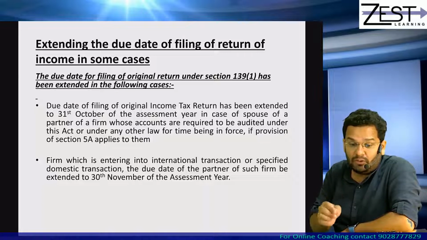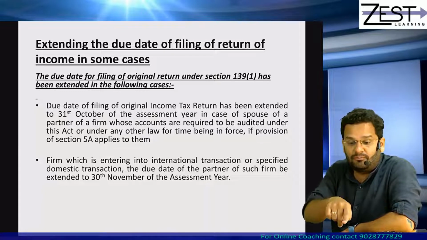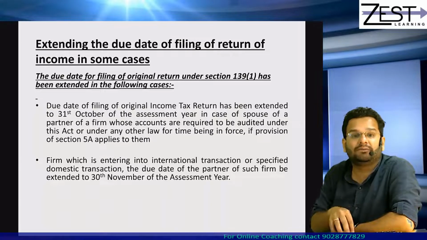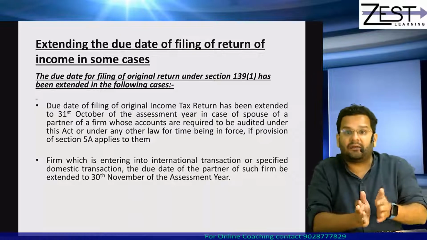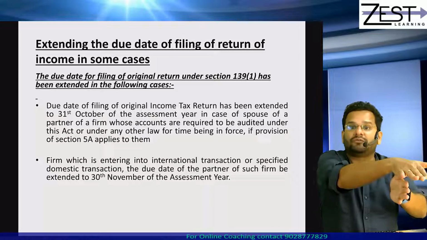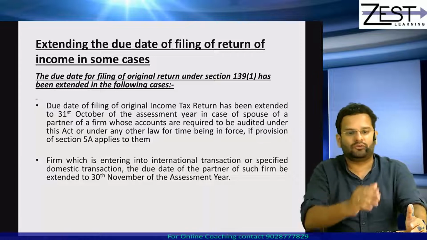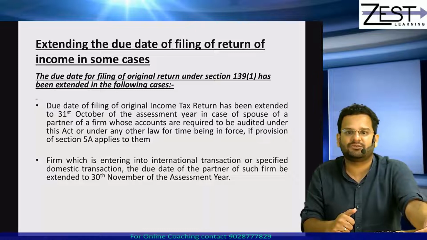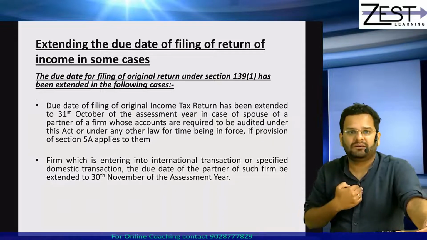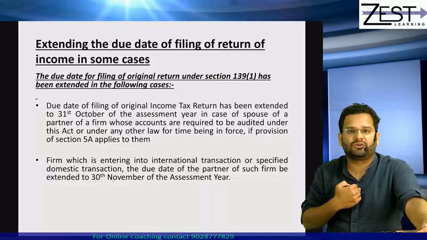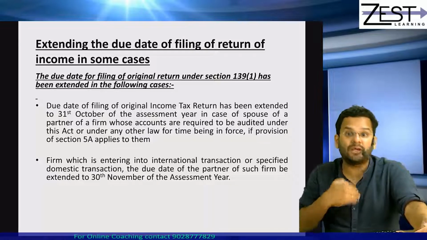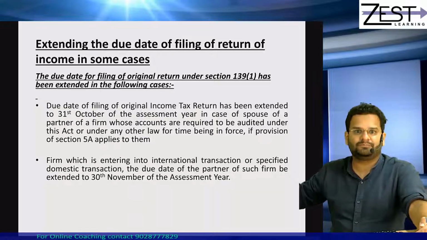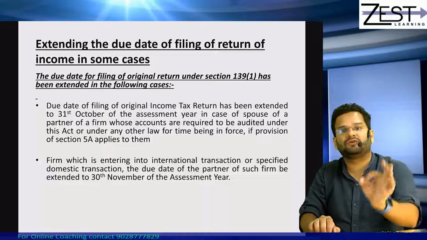Now we are talking about the spouse of a partner of a firm whose accounts are required to be audited. Means, for example, I am a partner in such a firm of which the books of accounts are required to be audited. Then of course you know that for the firm the due date will be 31st October of the assessment year. Accordingly for me the due date will be 31st October, isn't it? Because I am a working partner in that firm. Now also for my spouse the due date will be 31st October.